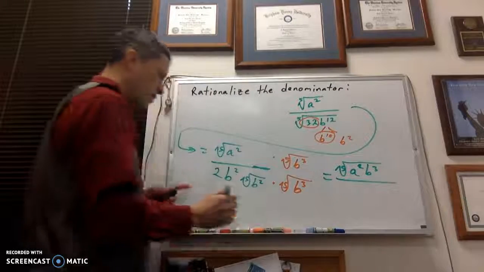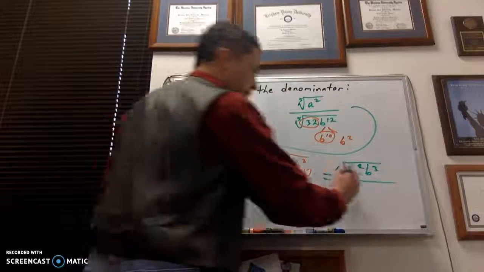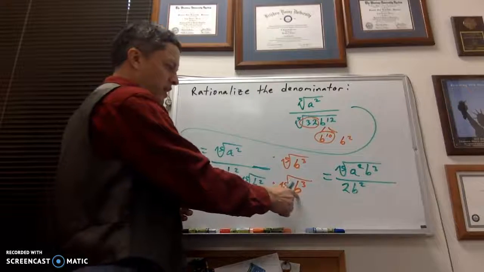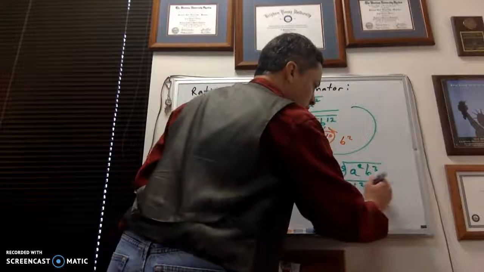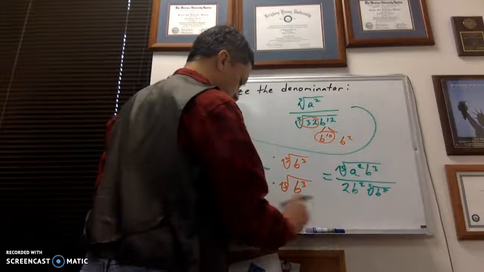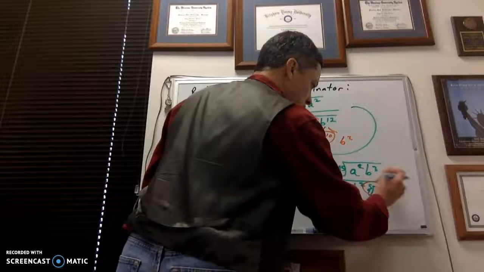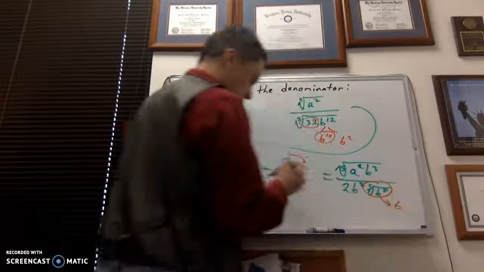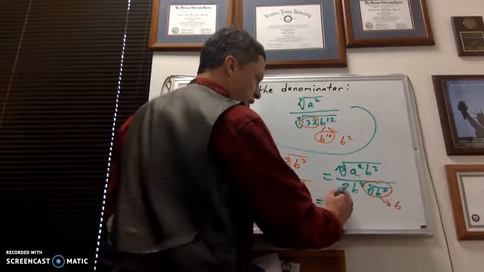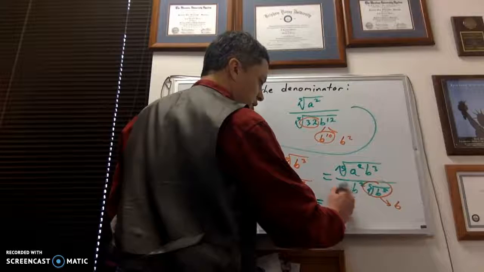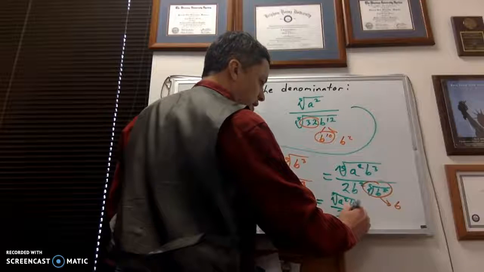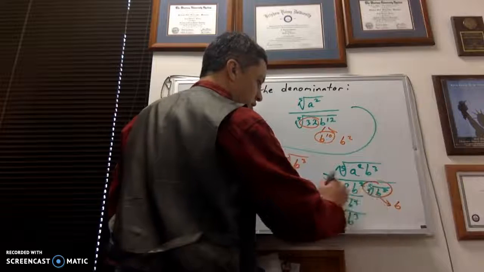And in the denominator, I've got 2b squared. And then I'm going to have the 5th root of b to the 5th, which is going to become a b, right? Which will multiply to this b squared. So my answer, if I can write it here, is going to be the 5th root of a squared b cubed over 2 b to the 3rd.